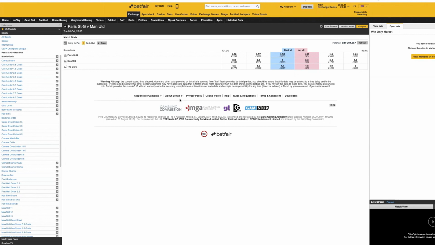Maguire's been rested for some reason. They don't want to take him over to France. It can only weaken their defence if he's out. So I just wouldn't want Neymar and Mbappe. I think they'll just cause a riot.